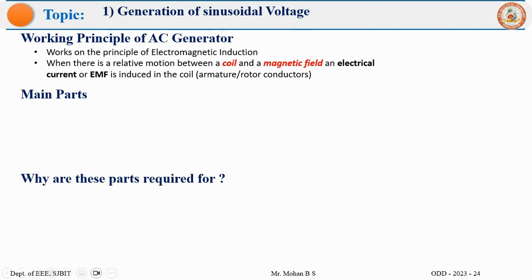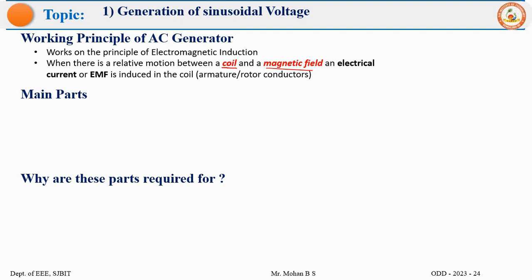So when we have relative motion between a coil and a magnet, any one should be in motion or change, and thus we have induced EMF. If the change is faster, we'll have more induced EMF. If the change is less, it will have lesser magnitude of induced EMF.